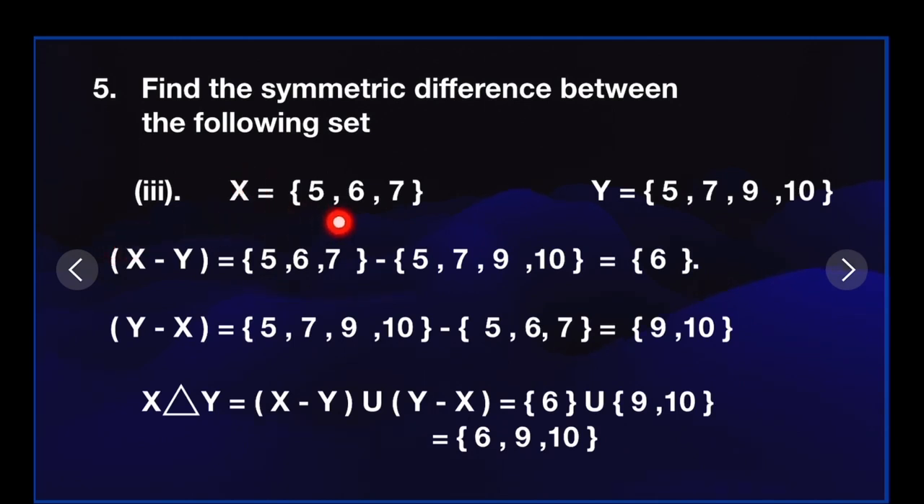Number 3, X is equal to 5, 6, 7, Y is equal to 5, 7, 9, 11. So first do X difference Y and then do Y difference X, write down the sets and then do a union of both these and you will get the answer.